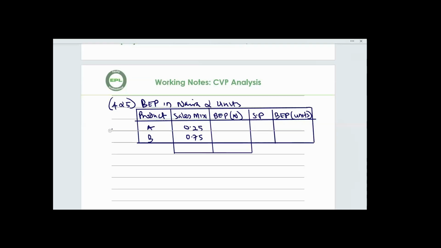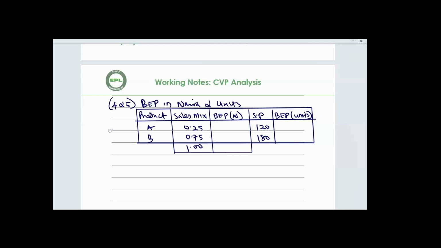All right. So the selling price of product A is 120 Naira. The selling price of product B is 180 Naira. Here, the total sales mix is 1. We want to share to get the break-even point in Naira for each product. You are supposed to multiply the sales mix of step 3 with the break-even point in Naira in step 2.